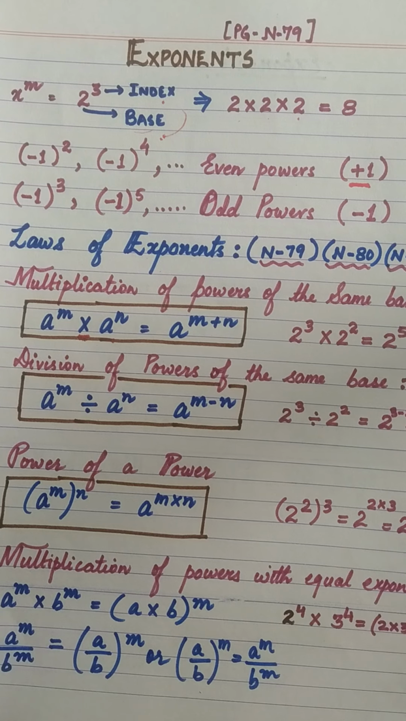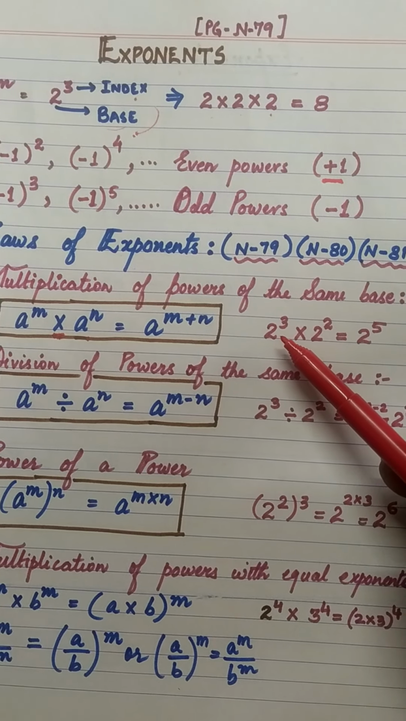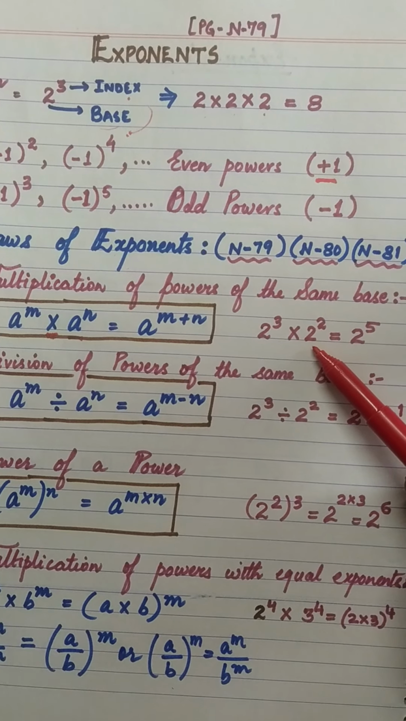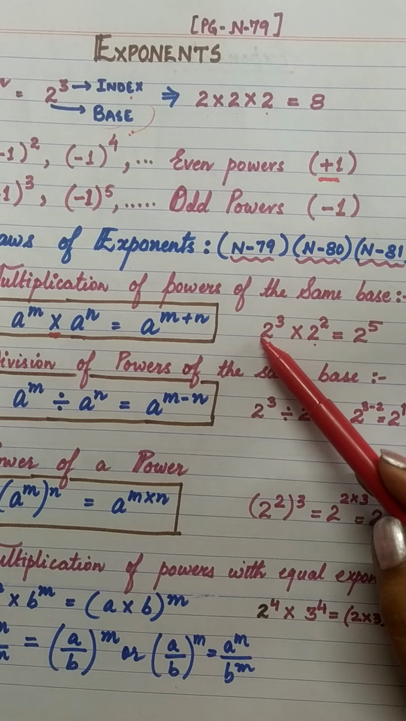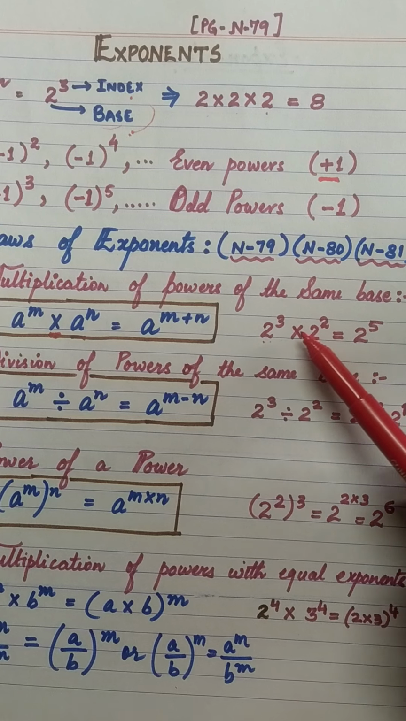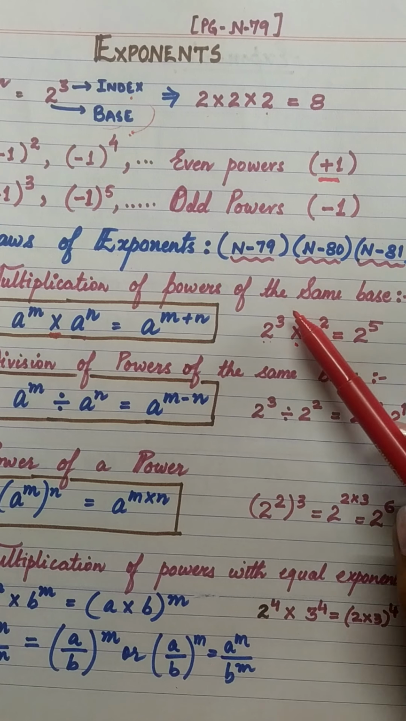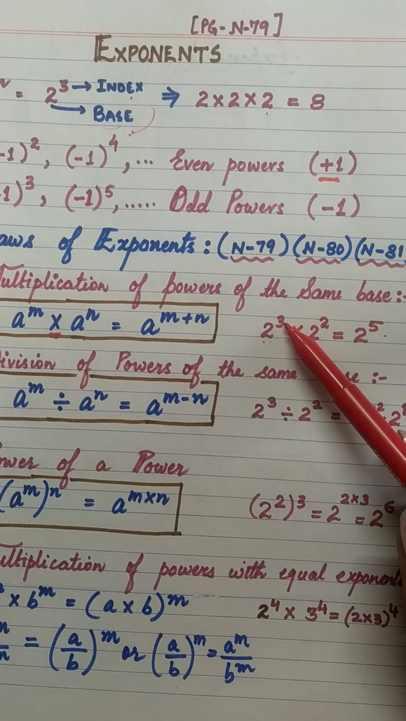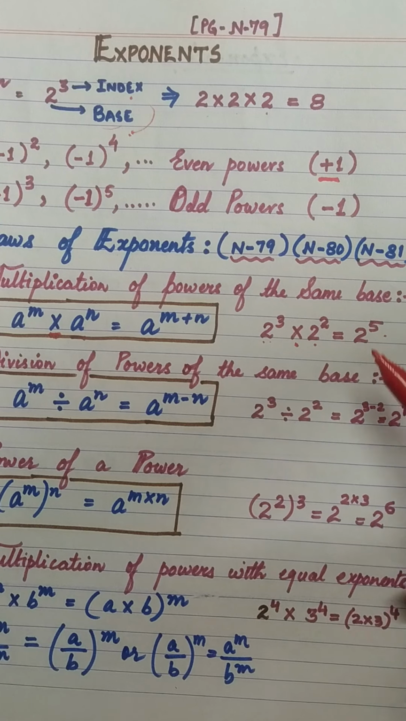Let us see an example. Here we have 2 to the power 3 into 2 to the power 2. Here the base is 2, base is same. So, there is a multiplication sign in between. So, we are going to add up the powers, that is 3 plus 2 will give me 5.